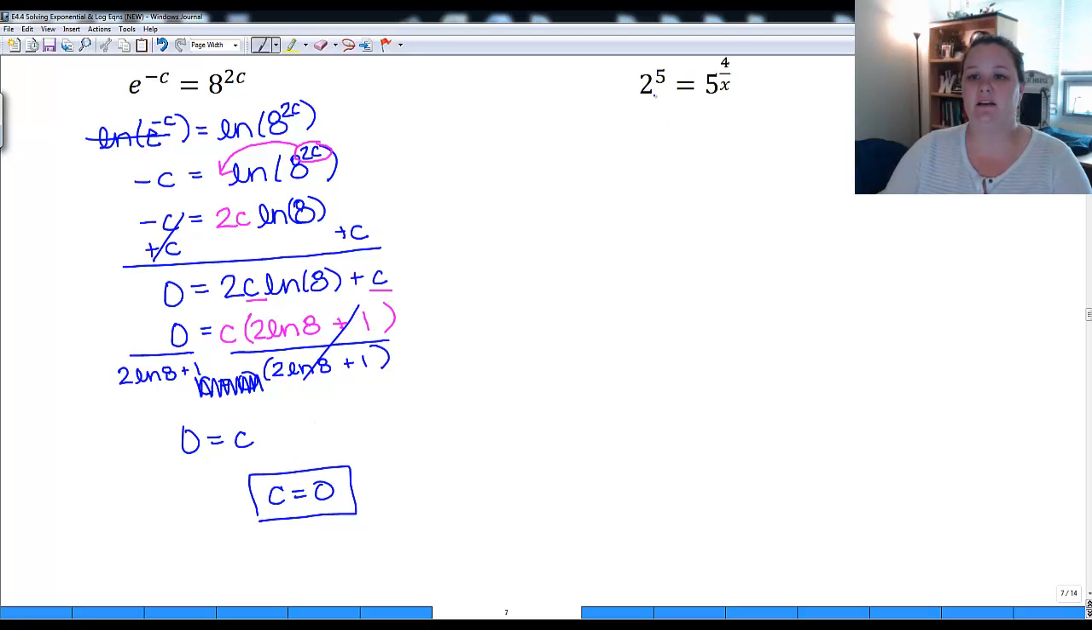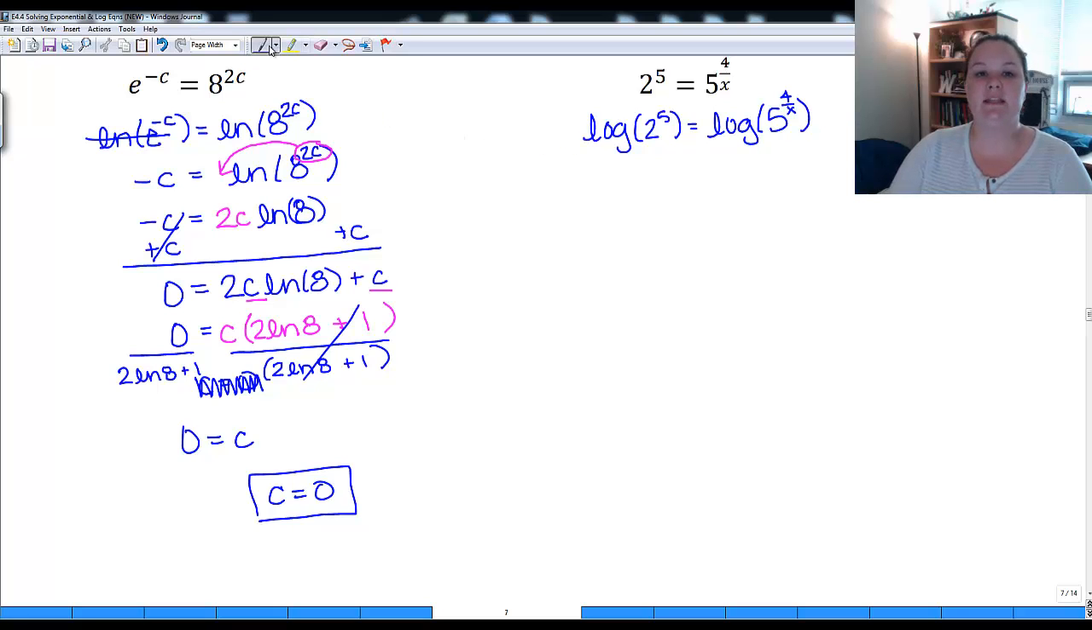On this side, notice I have a 2 as my exponential base on the left and a 5 as my exponential base on the right. Those cannot be written in terms of the other one. I can't write 2 with an exponential base 5. I can't write 5 with an exponential base 2. So I'm going to use just a regular old common log, and I'm going to take log of 2 to the 5th is equal to log of 5 to the 4 over x.